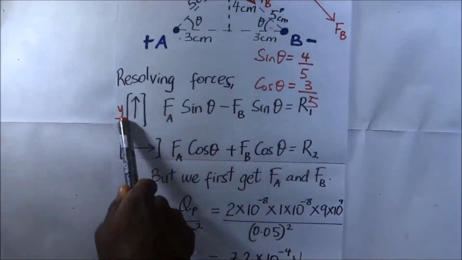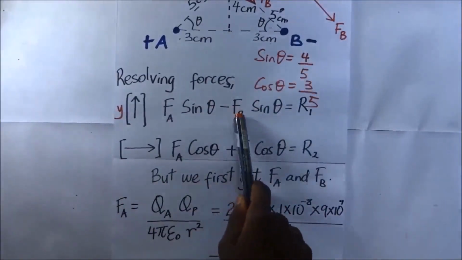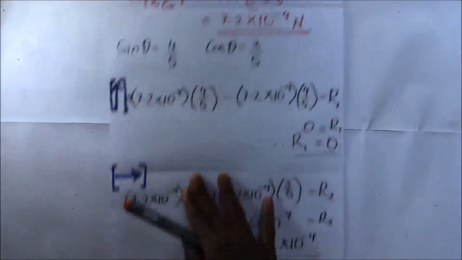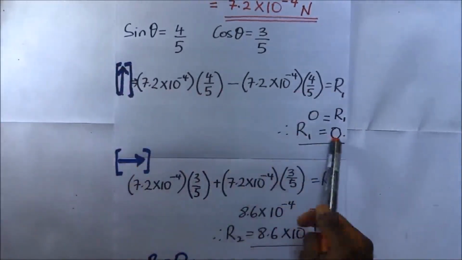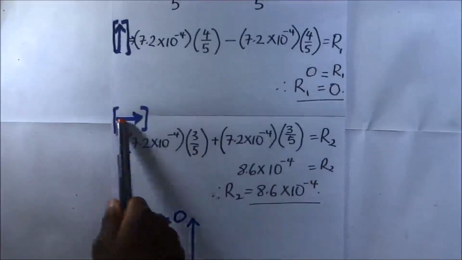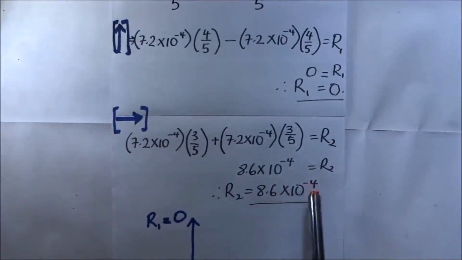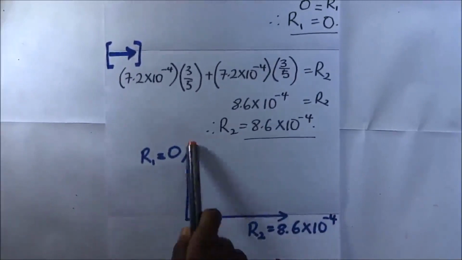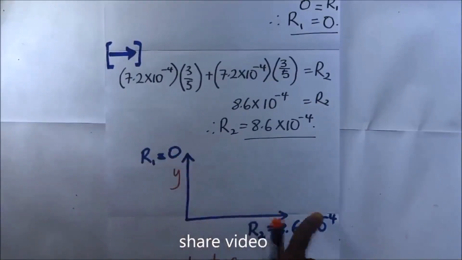So resolving along the y-axis is going to be FA times the sine of theta, which is that, minus FB, which we have gotten, times sine theta, which is that, to give us R1. And from our computations, resolving along the y-axis, our value of R1 is 0. When we resolve along the x-axis, our value of R2 is going to be 8.6 times 10 to the power negative 4 newtons. So at the end of the day, we have that our resultant force in the y direction is going to be 0 newtons, and the resultant force in the x direction is 8.6.